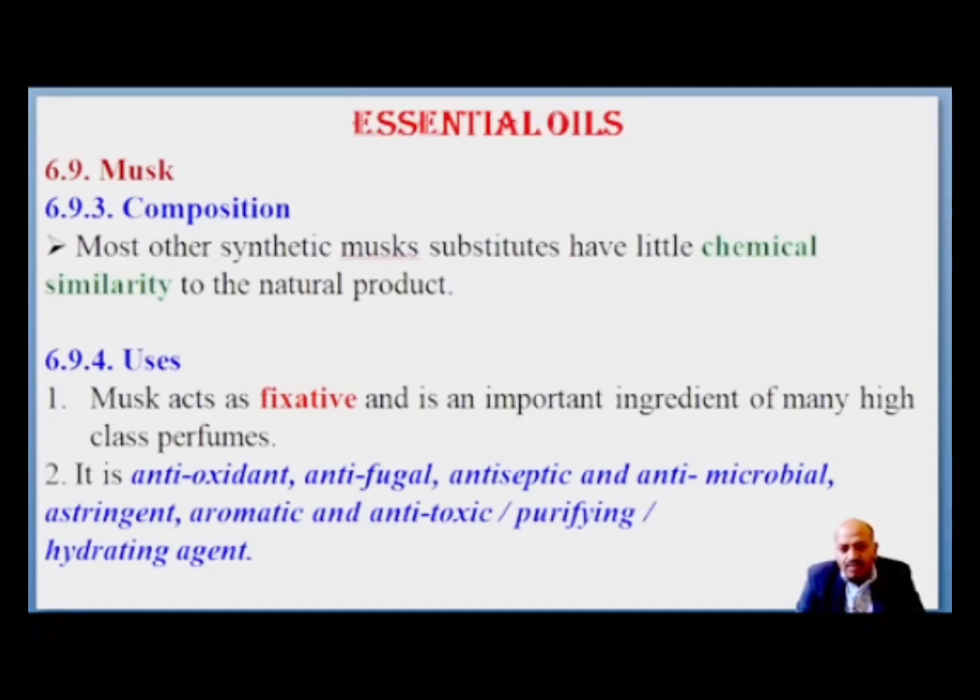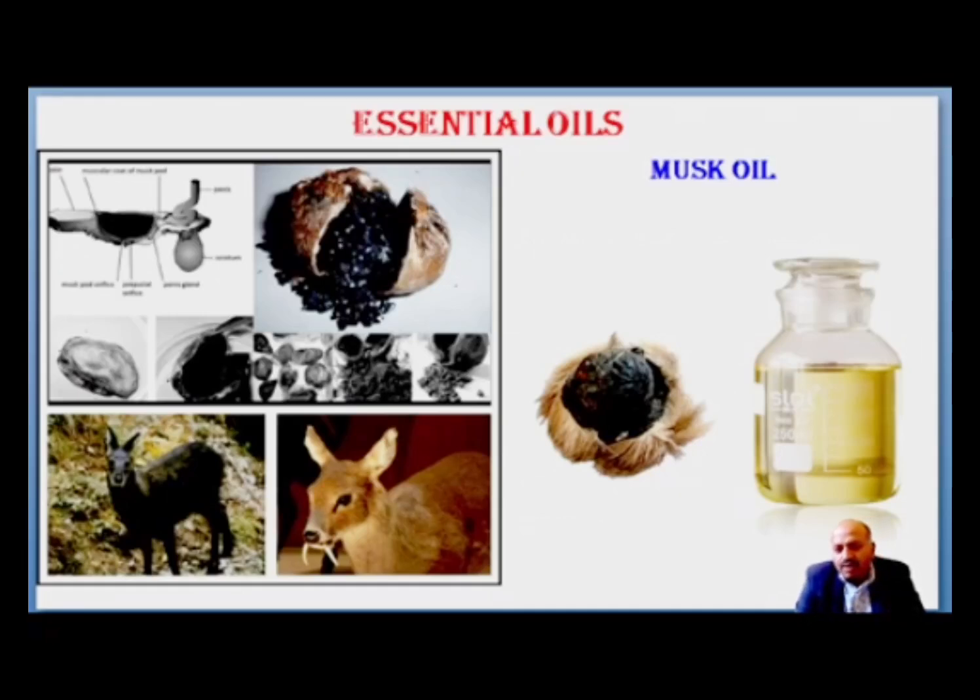Now the uses of this musk oil. Musk acts as a fixative and is an important ingredient of many high-class perfumes. It is antioxidant, antifungal, antiseptic, antimicrobial, astringent, aromatic, antitoxic, and a purifying, hydrating agent. You can see the picture of the musk oil, that is, on the right side. You can see the bottle where the musk oil is diluted to get the perfect perfume odor. You can see the musk gland that is obtained and broken, and it has the substance that is to be dried and processed. So this is about the picture of the musk deer, the musk gland and the oil formation.